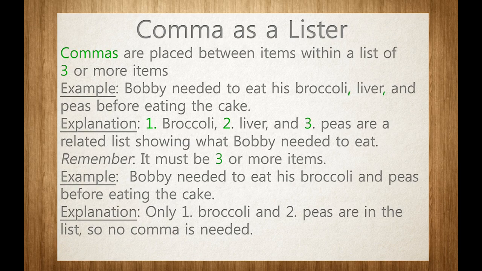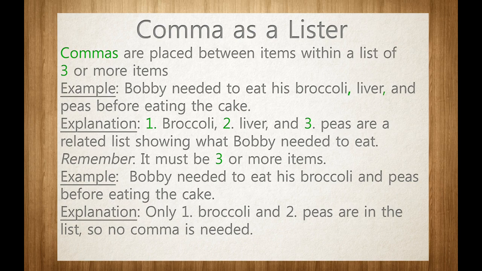In the first example, Bobby has to eat broccoli, liver, and peas before his cake. Since Bobby has to eat 3 items, commas are placed after each item. Sometimes the comma before the "and" is not included. Whether it is or is not is often optional. Personally, I prefer to use it to clarify how the items in the list relate to each other.